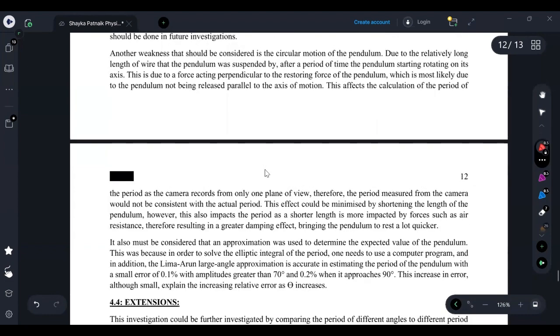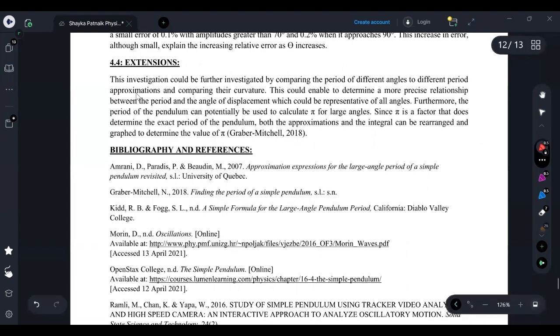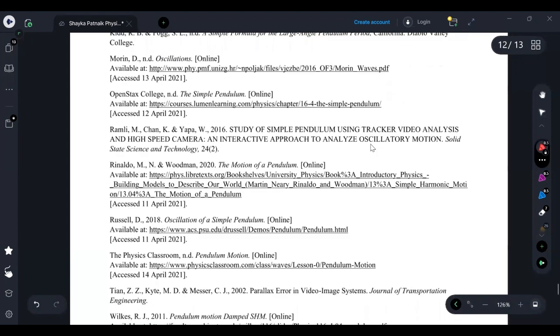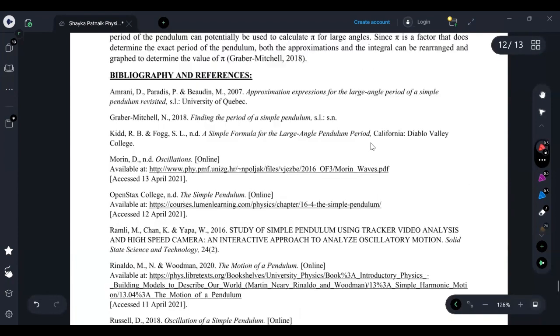After I talked about my weaknesses, I went on and talked about extensions. This shows the marker that you're thinking beyond your investigation and what it can be used for in the future. Your investigation is a starting point. What could you do in the future using your results to discover or find out next? That's something that I did talk about. And then you move on to your bibliography and references.